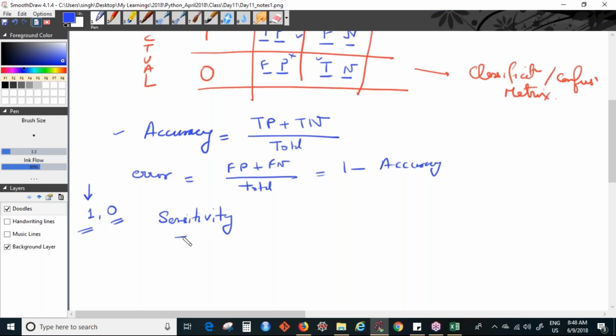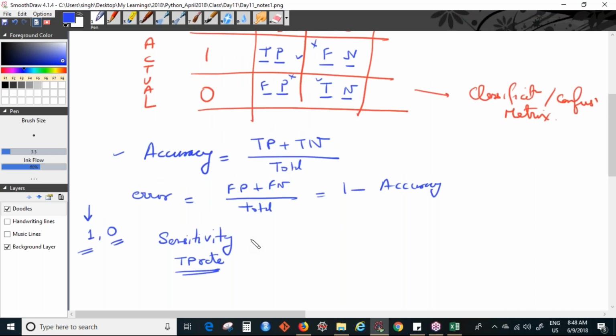Sensitivity is the true positive rate, which only focuses on the positives. It does not focus on the zero. The formula for this, also known as recall, is true positive divided by the row total. Whichever row true positive appears, take that row total. So TP plus FN. This is the formula for sensitivity.